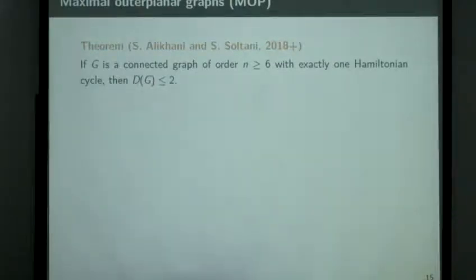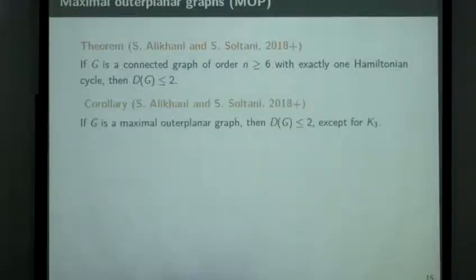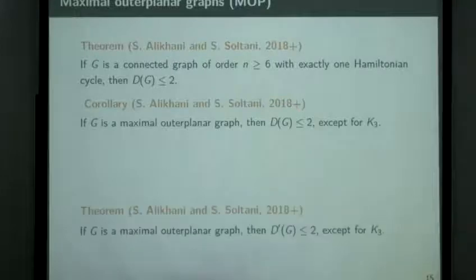And if G is a connected graph of order n greater than or equal to 6 with exactly one Hamiltonian cycle, then the distinguishing number is at most 2. And if it is a maximal outerplanar graph, then the distinguishing number is at most 2 except for K3. And we have the same result for the distinguishing index.